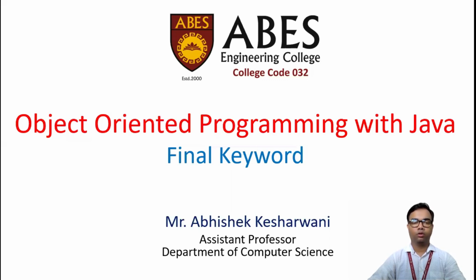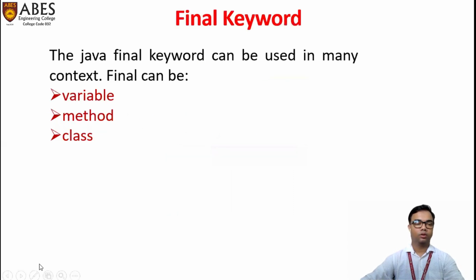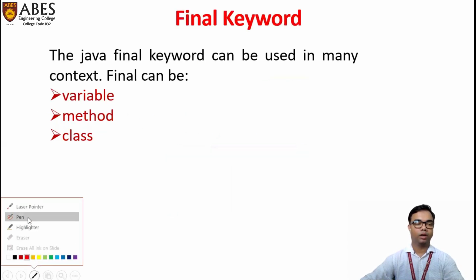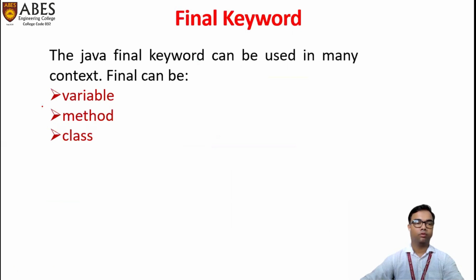In this video, we are going to learn about the final keyword in Java. So here you can see that we have the final keyword, and we can use this final keyword with a particular variable, with a method, or with a class. So what happens if you declare any variable as final, when you declare any method as final, and third, when you declare any class as final.